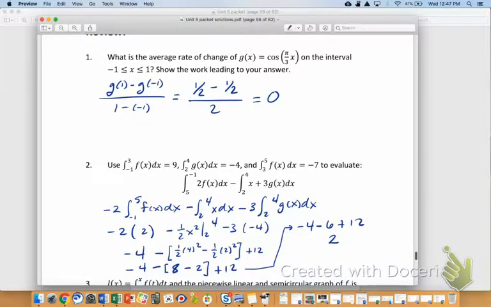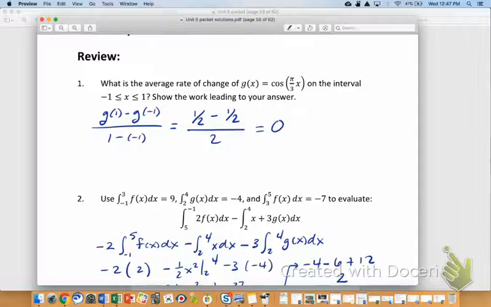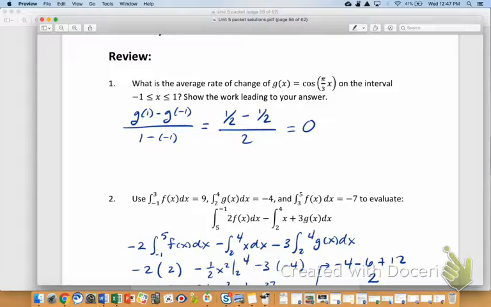There we go. So number one, it wants to know the average rate of change. That's also known as the average slope, or the slope of the secant line. And so I went ahead and I plugged in the 1 and I plugged in the -1. And I think I completed my unit circle trig correctly. And I got 0/2.